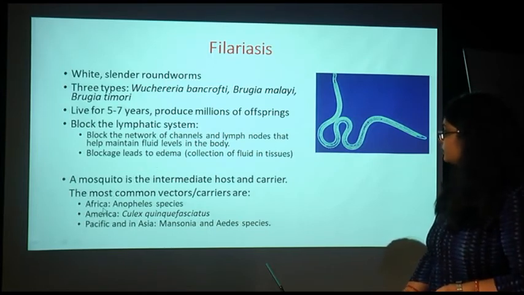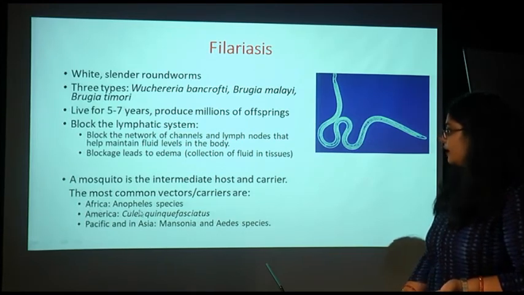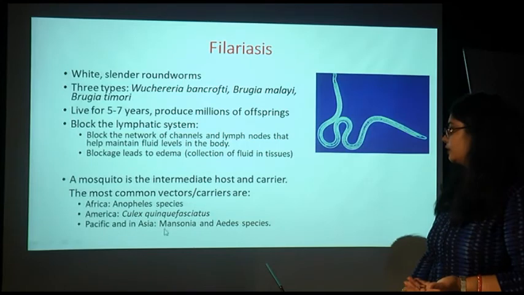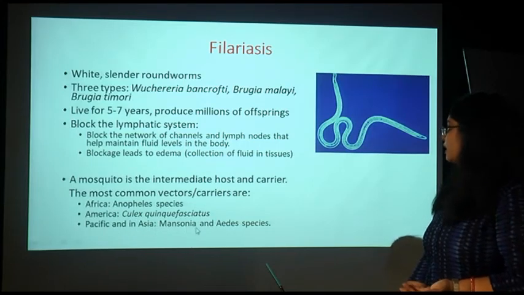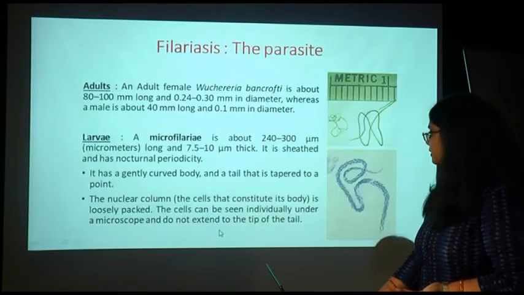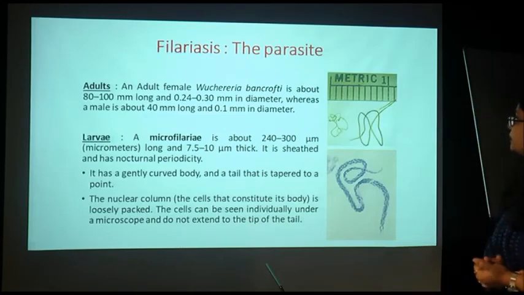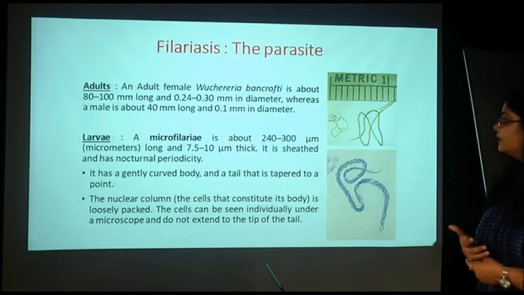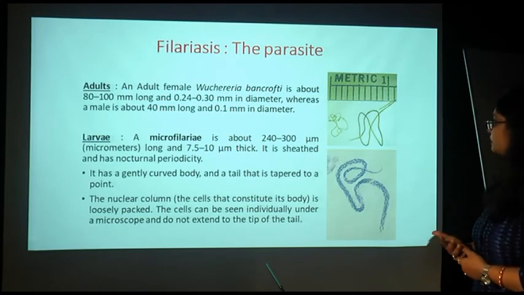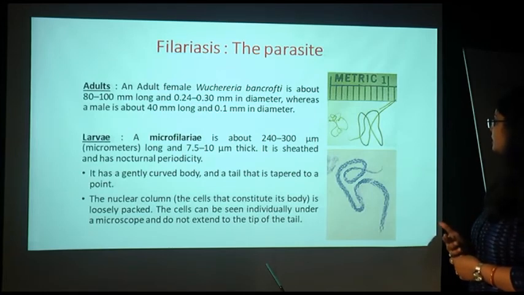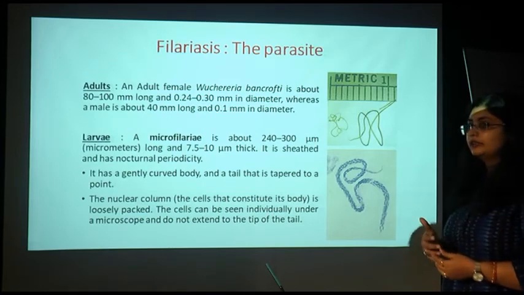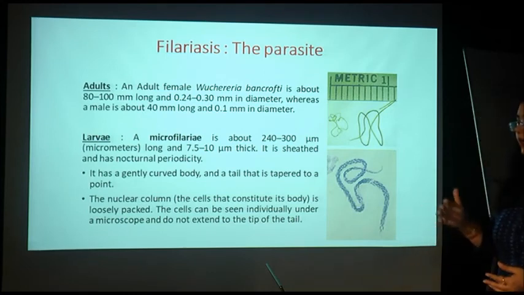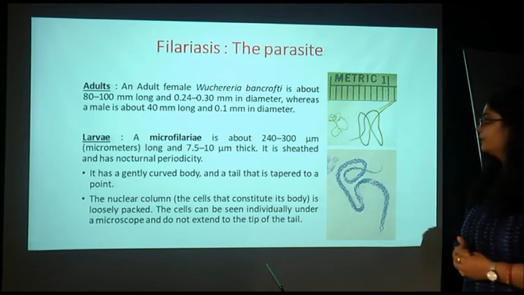The different mosquitoes which act as vectors are Anopheles in Africa, Culex in America, and Mansonia and Aedes species of mosquitoes in Asia and the Asia Pacific. The adult females are usually longer than the males. The larva is called a microfilaria, and it is sheathed and has nocturnal activity, which basically means that the parasite is more active during the night.